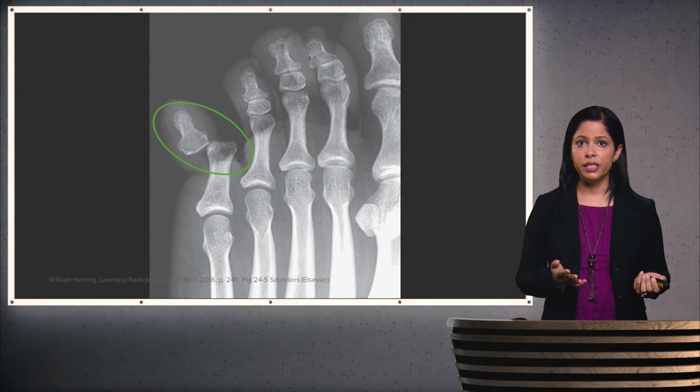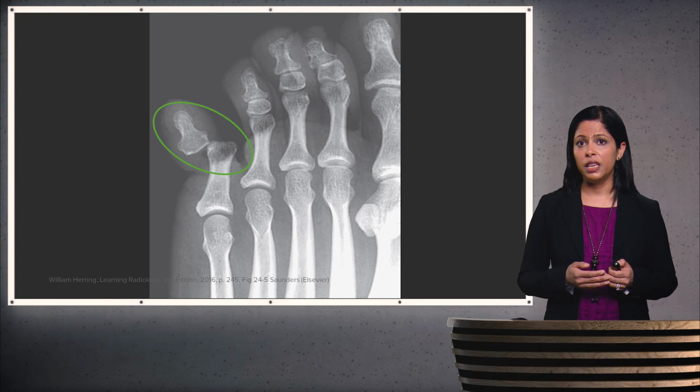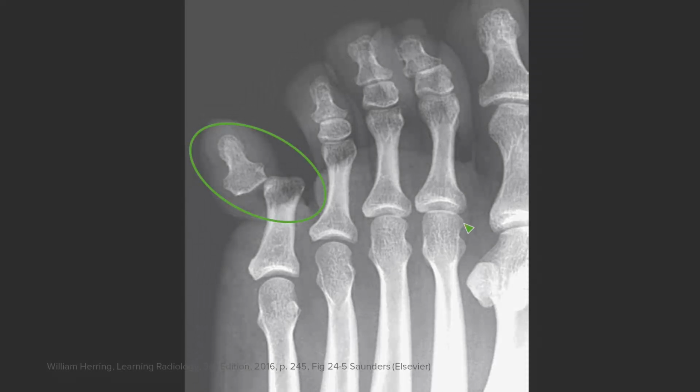This is an example of a dislocation at the 5th DIP joint of the foot. So you can see that the middle phalanx here is dislocated at the DIP joint from the distal phalanx. Normally, they should articulate the way the remainder of these DIP joints do.